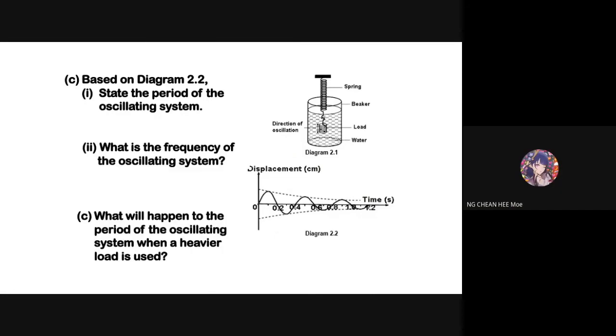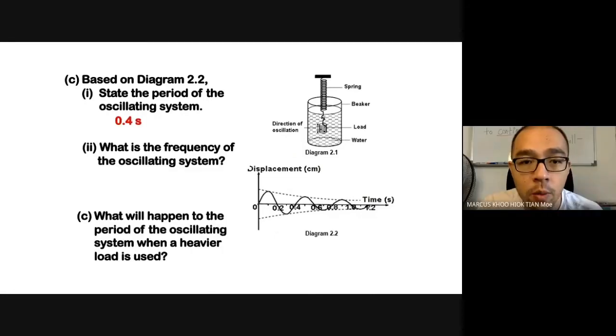0.4 seconds. Okay, one period is one full wave. So from 0 until 0.4, it will be 0.4 seconds. The frequency of the oscillating system, Ariel.